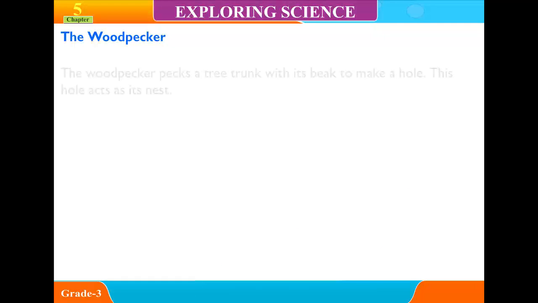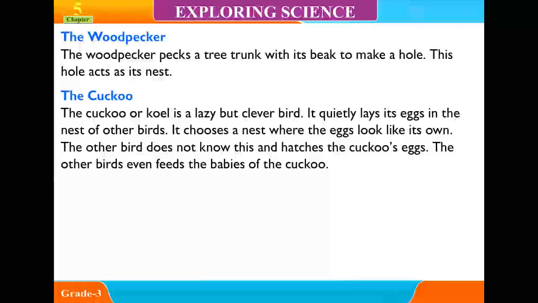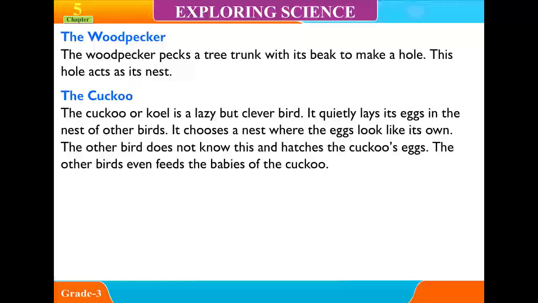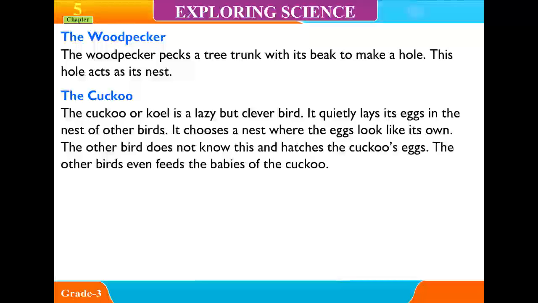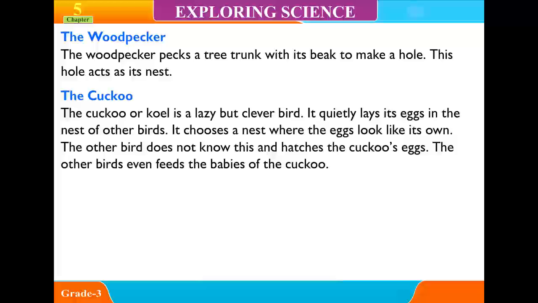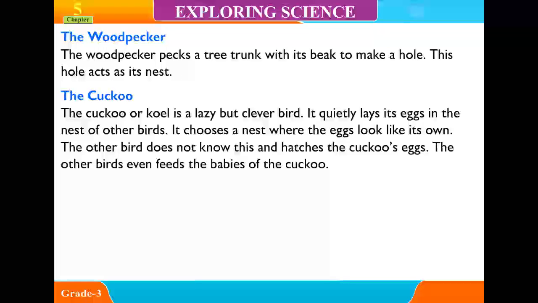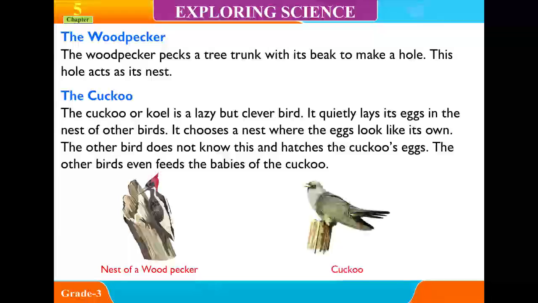The woodpecker pecks a tree trunk with its beak to make a hole. This hole acts as its nest. The cuckoo is a lazy but clever bird. It quietly lays its eggs in the nest of other birds. It chooses a nest where the eggs look like its own. The other bird does not know this and hatches the cuckoo's egg. The other bird even feeds the babies of the cuckoo. Nest of a woodpecker. Cuckoo.